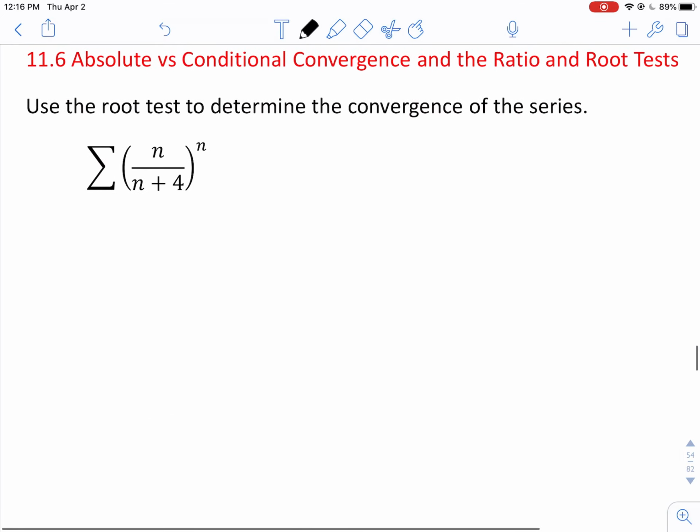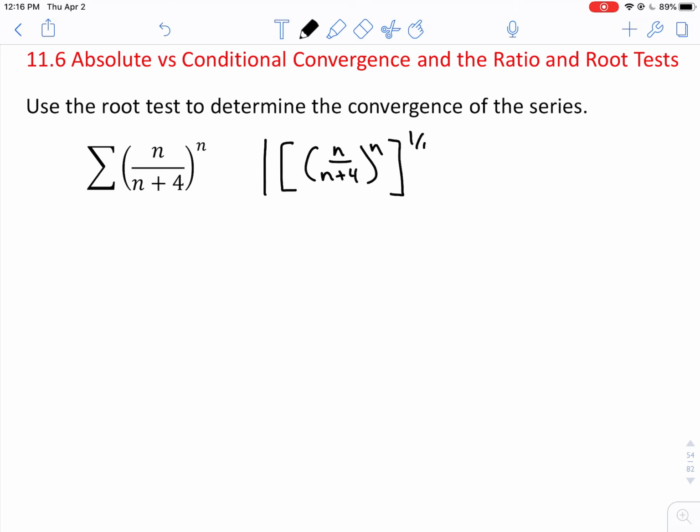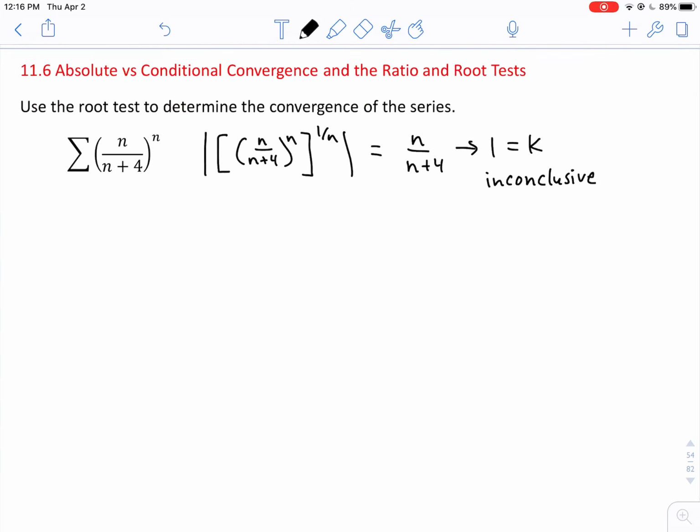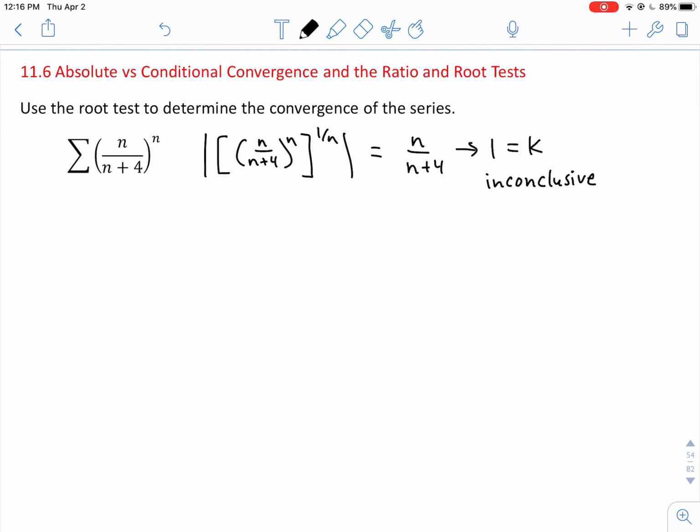This one here will be pretty fast as well. Absolute value, bracket, write down the sequence, n bracket, raise it to the 1 over n, absolute value. This will just simplify to n over n plus 4. This approaches 1. This is our k. Inconclusive. We need another test on this. The root test isn't going to do it.